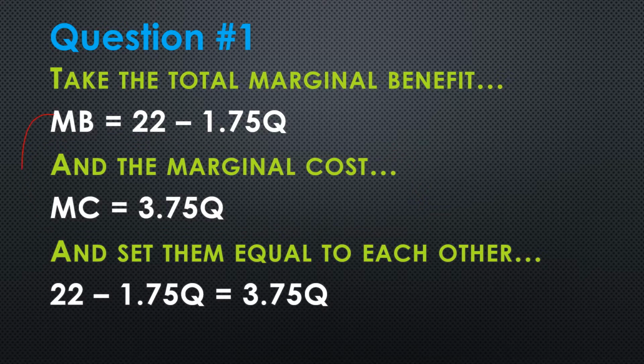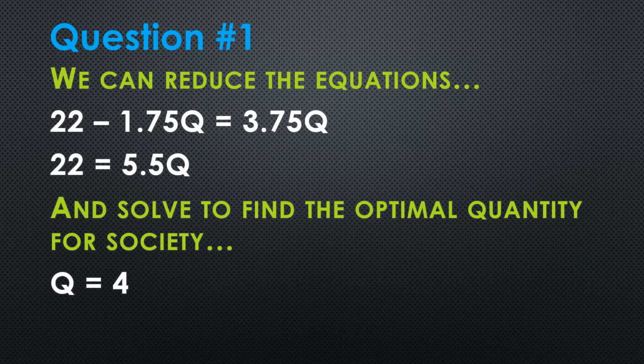We set them equal to each other. So we take our marginal benefit, swing that down. We take our marginal cost, swing that down. So we have 22 minus 1.75Q is equal to 3.75Q. We can reduce this equation as we only have one variable. We can reduce that down to 22 equals 5.5Q.